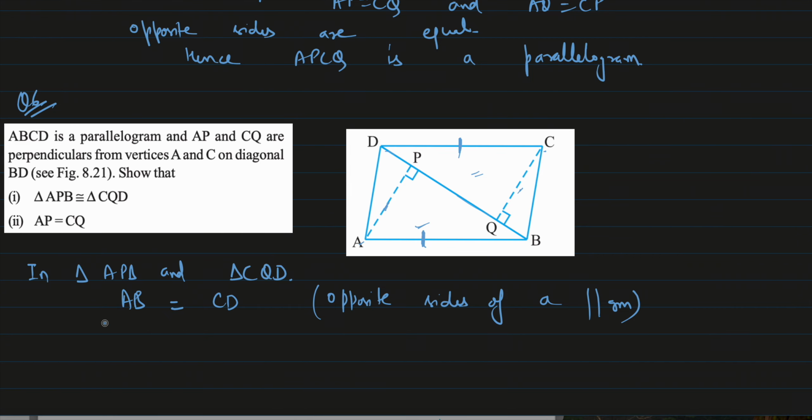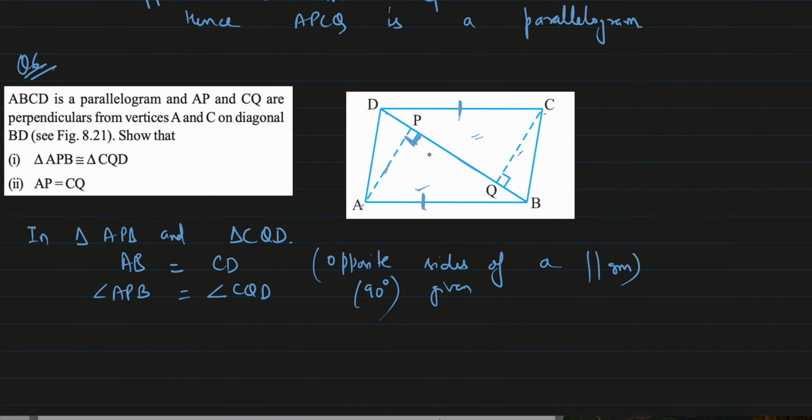Yeah. Then this angle APB is equal to angle CQD, 90 degrees. That's given to you. Okay, this is given because they are perpendiculars. Now one side, one angle done, no other side is equal. So can I say that this angle equals this angle? Angle ABP equals angle CDQ.